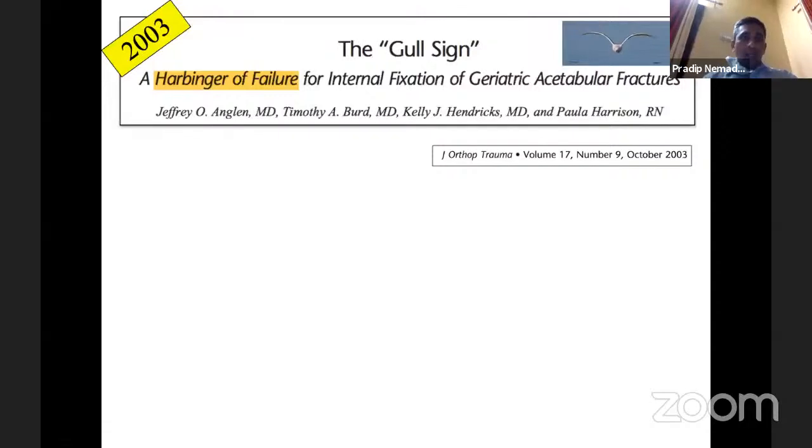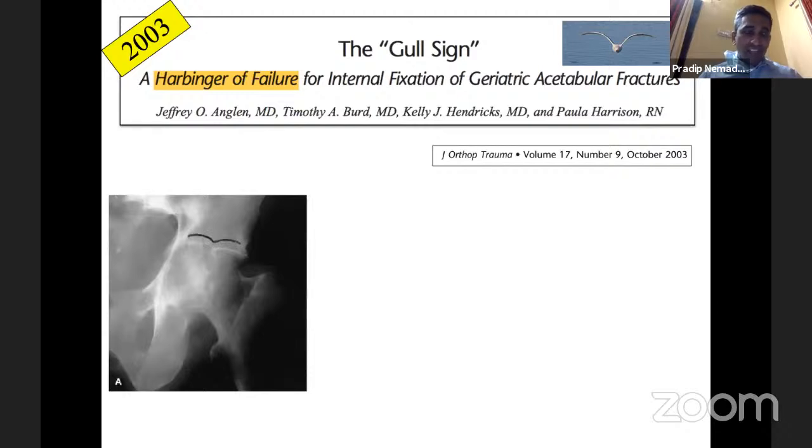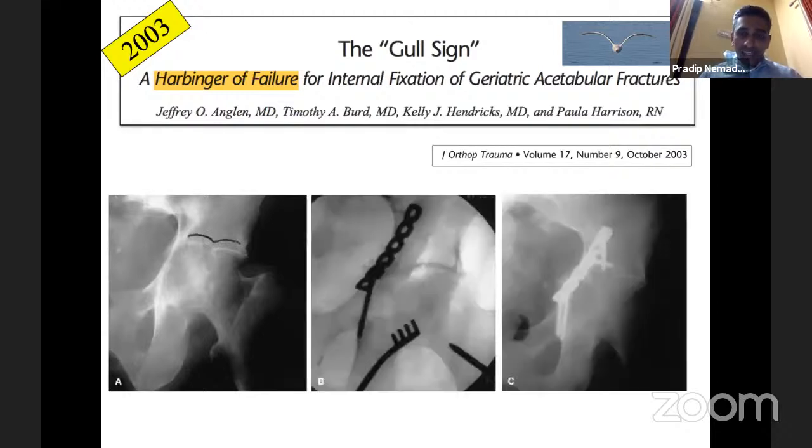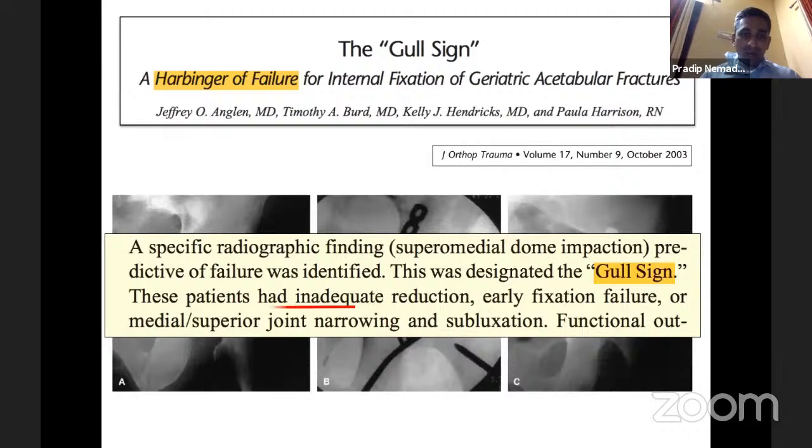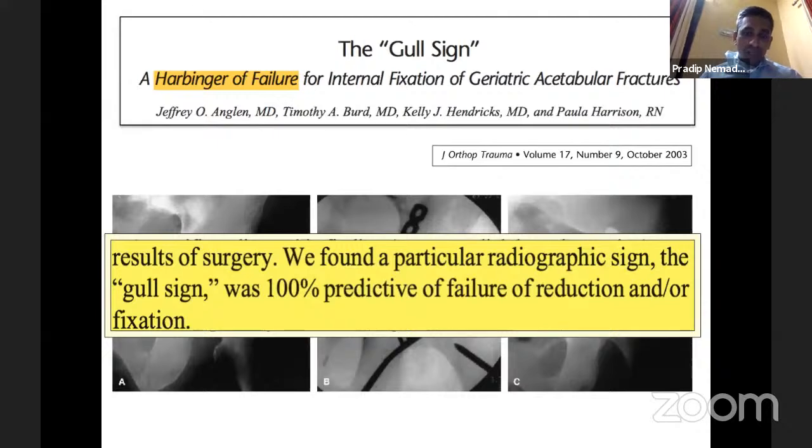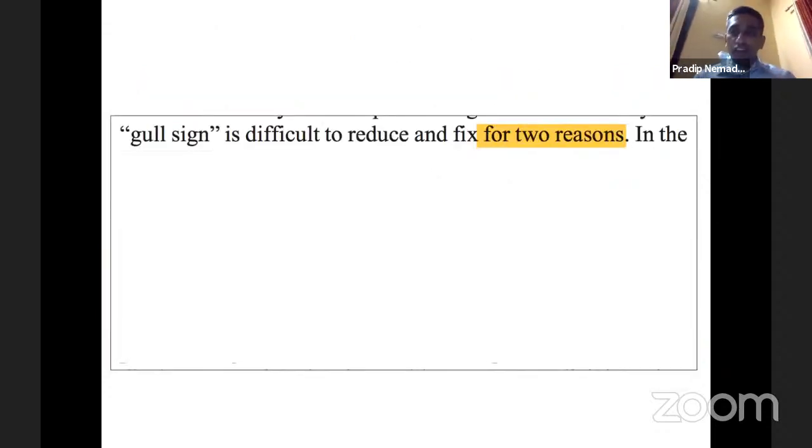Okay. So Dr. Letournel published this article in 2003, where he described this gull sign, also called the anteromedial dome impaction. And he said that these patients, even though they have reduced well, have problems of inadequate reduction, early fixation failure, and joint narrowing and subluxation. So that is the negative predictive factor which he has noticed in his study. And then he has written that this particular radiographic sign, also called the gull sign, is 100% predictive of failure of reduction and of fixation. So he said that it can be because of two reasons.